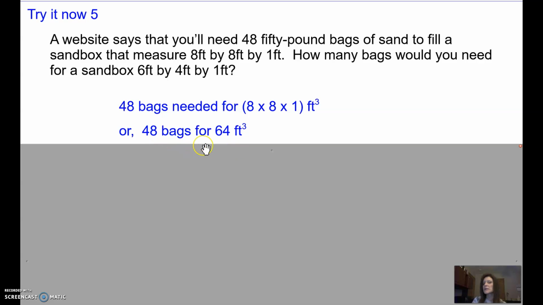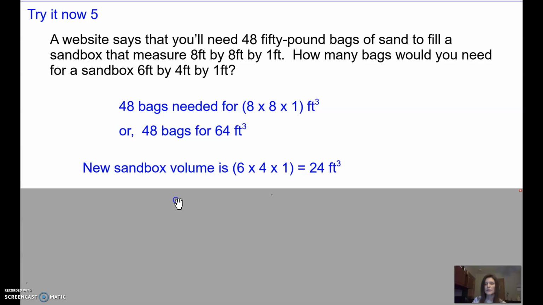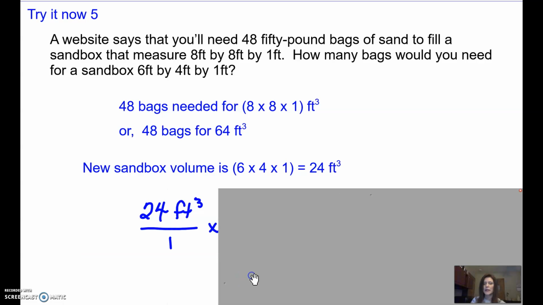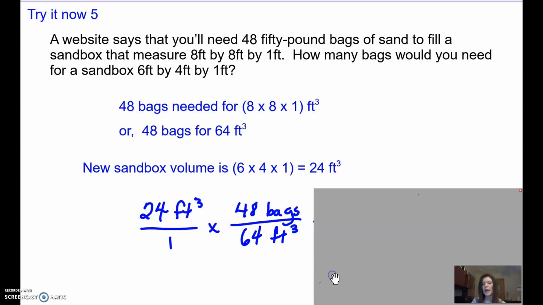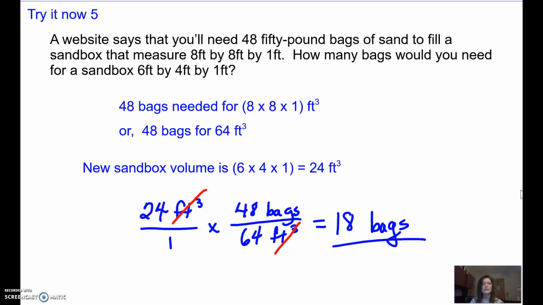All right, so this is the important ratio that we need: 48 bags for 64 cubic feet. Now, what about this new sandbox that's 6 by 4 by 1? Well, we're going to calculate that, 6 times 4 times 1, and get 24 cubic feet. So now we can solve the problem. Start with our 24 cubic feet. We'll multiply by 48 bags over 64 cubic feet. Why are we doing it that way? So that my labels cancel, and what I'm left with for my final answer is going to be bags, which in this case is 18.